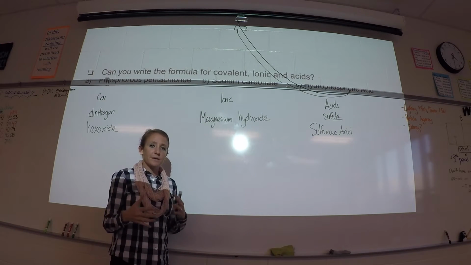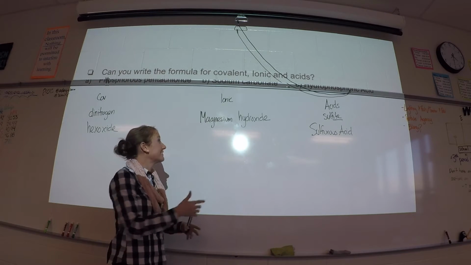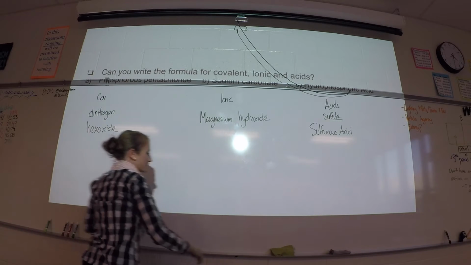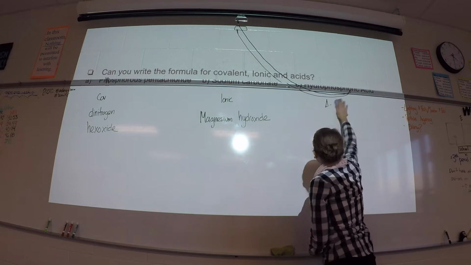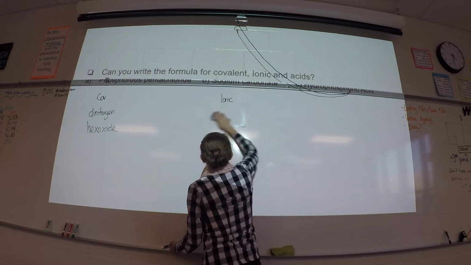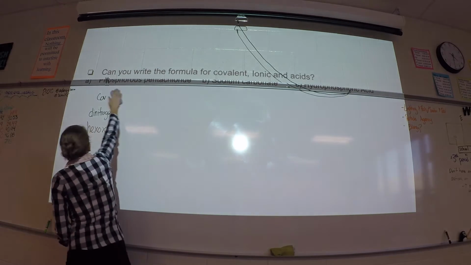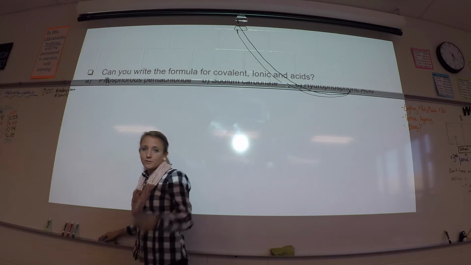Okay, and then the next thing you need to be able to do is go in reverse. Given a name, you should be able to write the formula for me. So go ahead and pause the video, try these on your own, and then, you know the drill, start it back up and see how you did.